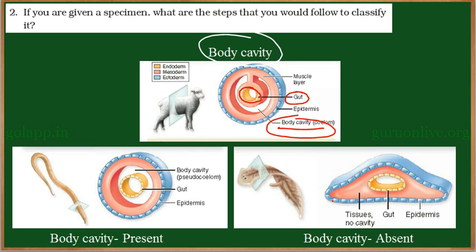Certain organisms do not have a cavity between the gut and the body wall. If there is no space or no cavity between the gut and the body wall, they are called acoelomate. And the last one is, there is a cavity between the gut and the body wall, but this is not a true cavity because it is not lined by the mesoderm. Such a cavity is called pseudocoelomate. So any organism will show one of these characters: either it will be coelomate, pseudocoelomate or acoelomate. So this is the third criterion to classify the organism.